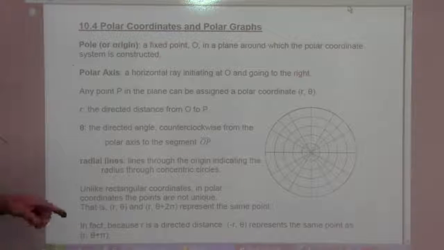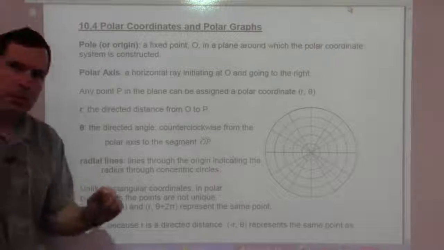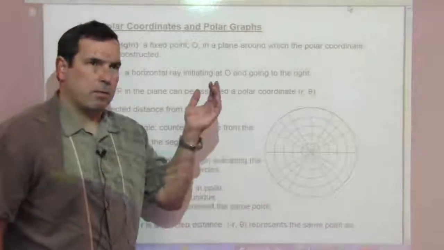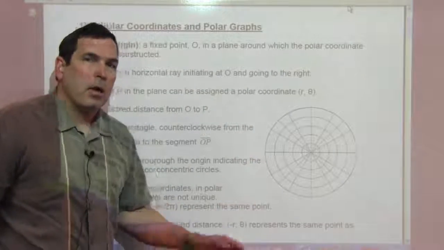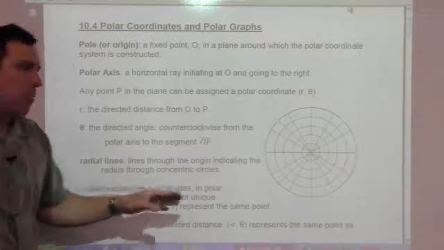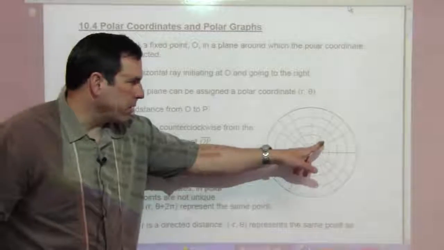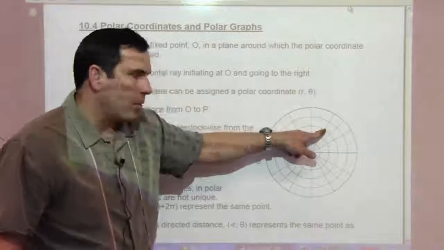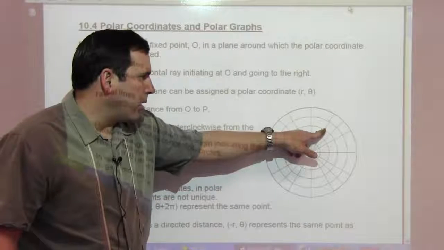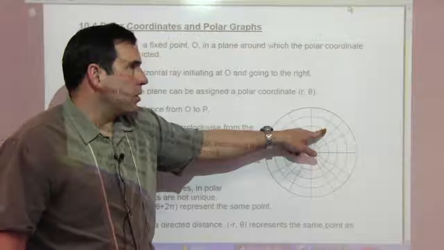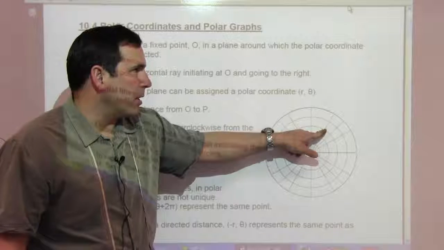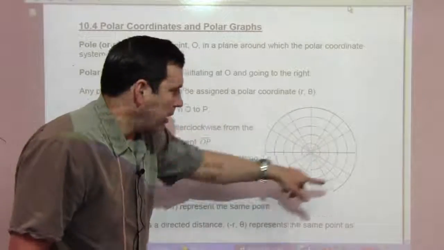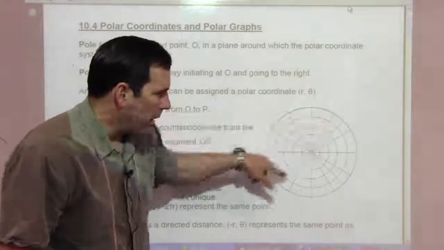Unlike rectangular coordinates, in polar coordinates the points are not unique. So in Cartesian, we have x, y, and that defines one point. Nothing else will define that point. But in the polar system, many things can define that point. So if you have something here at (3, pi over 3), then 2 pi plus pi over 3, which would be 7 pi over 3, would also work. And again, you can keep on adding 2 pi, or go back 2 pi.